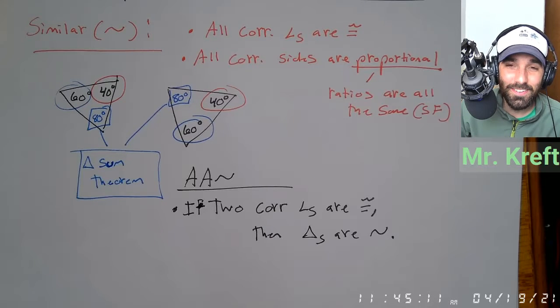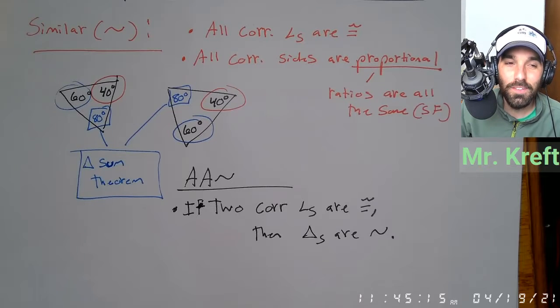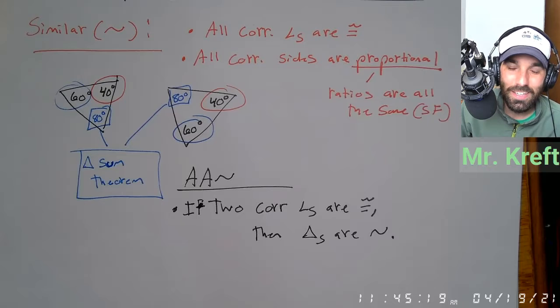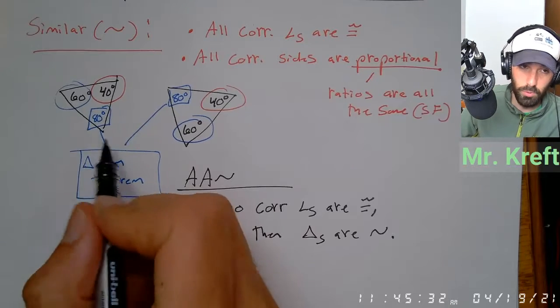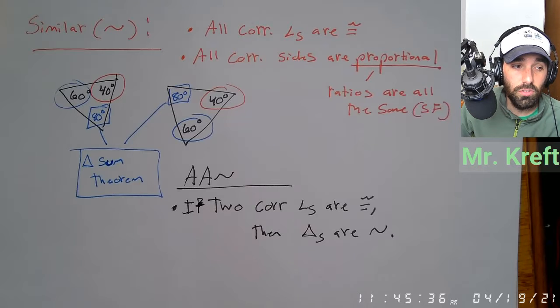Okay? So already, is this easier than proving triangles congruent? Yeah, this is much easier than proving triangles congruent because we only need two things. We don't even need three things, right? We just need two things. So if we can show that two corresponding angles are congruent, then the triangles are similar. Okay, and this is kind of the proof right here.